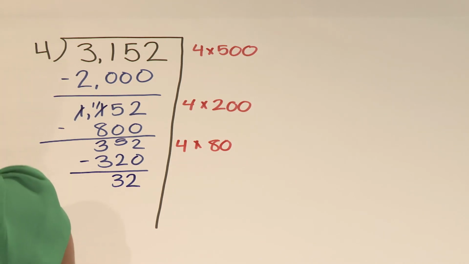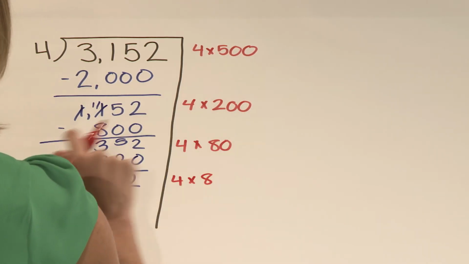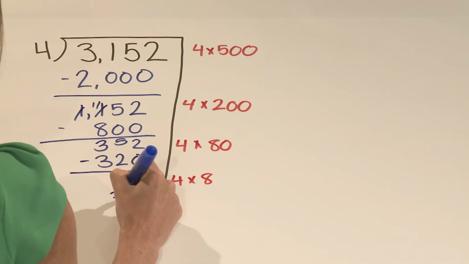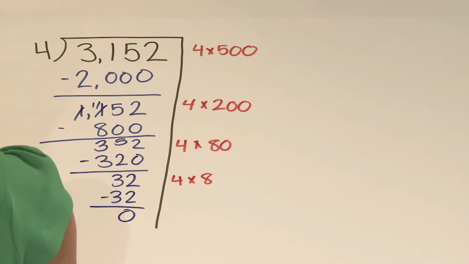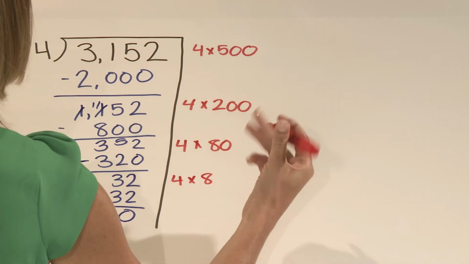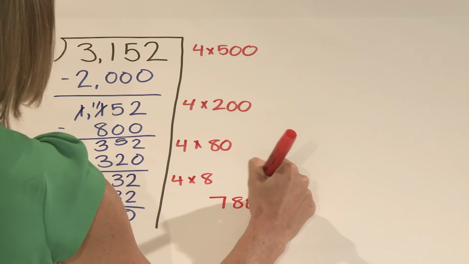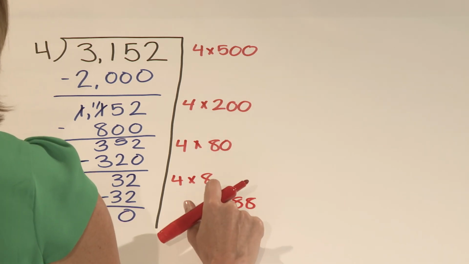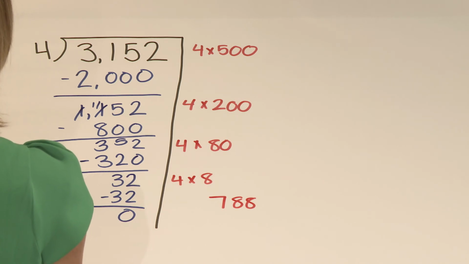I know from my basic facts that 4 times 8 is 32. And since I'm left with nothing, I know I'm done my problem. I add up all of my partial quotients, and I come up with a total of 788. So there are 788 groups of 4 in 3,152.